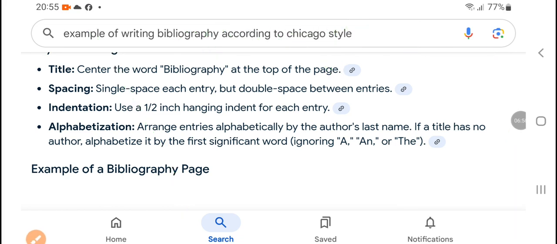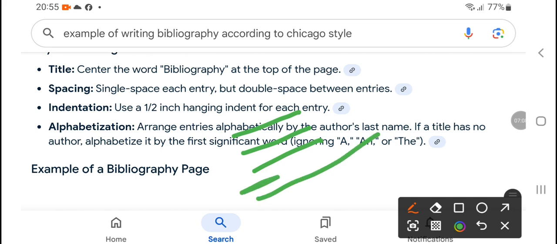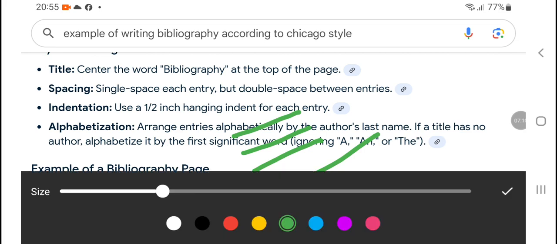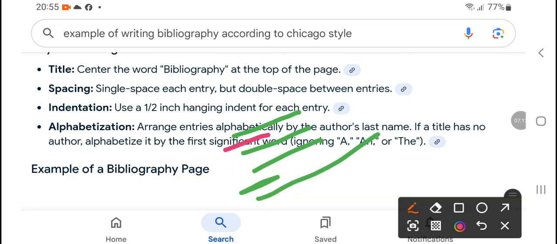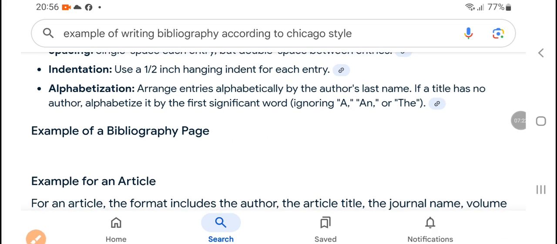Spacing: single space each entry, but double space between entries. So for each entry single space, but then when you take another book, here double space, right? So please take care. That's single space, and here double space. This way we have to enter the spacing.